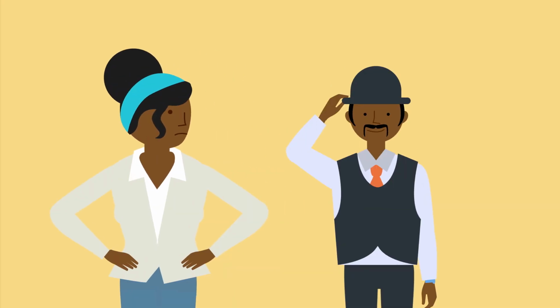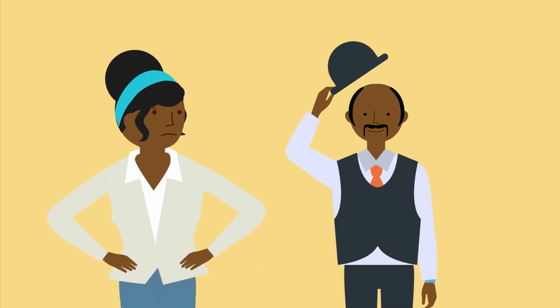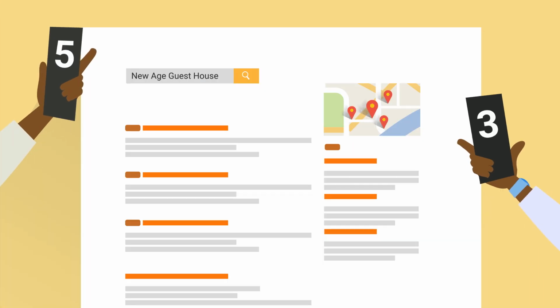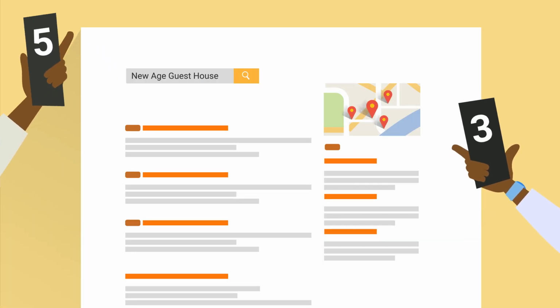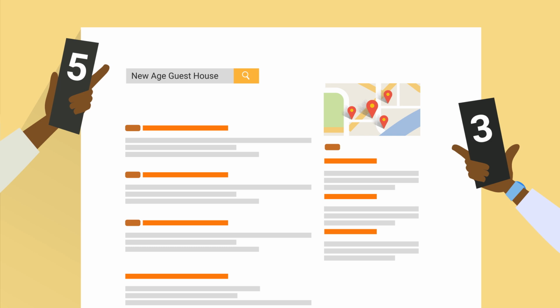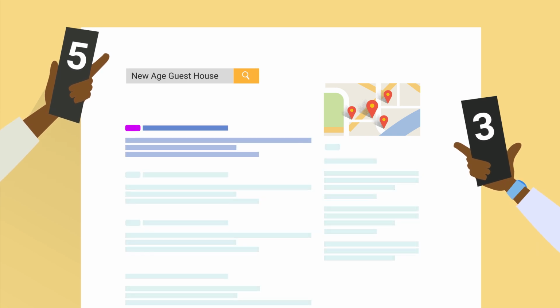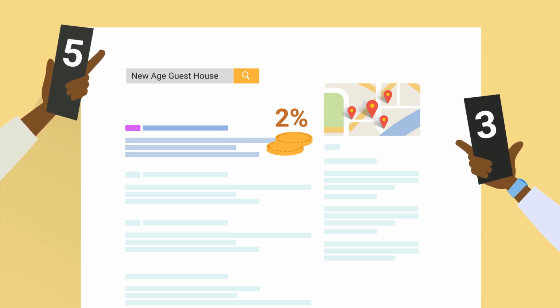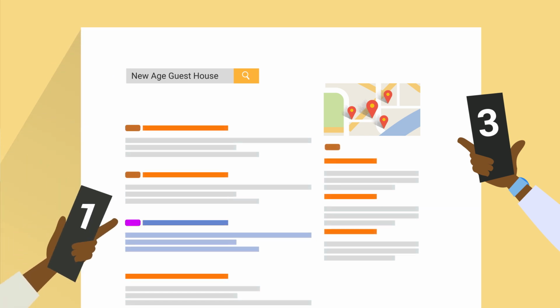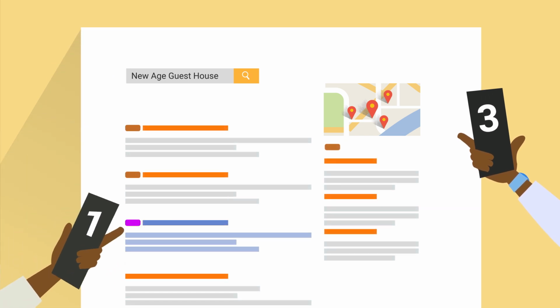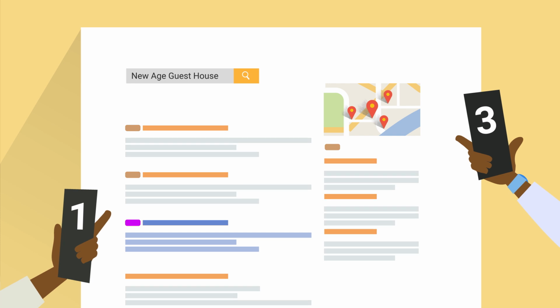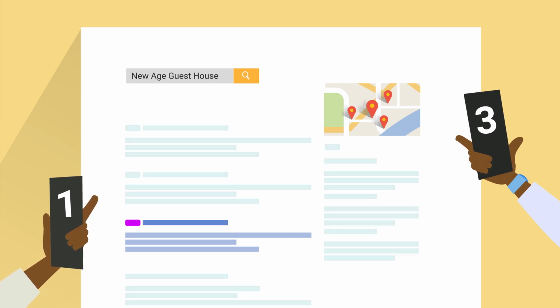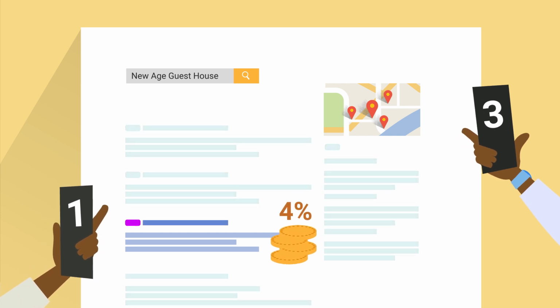Let's say you're not the only guest house in town and you've got some competition from New Age Guest House. You might see that when you bid enough to outdo New Age Guest House and your ad is in the top spot, it results in a conversion rate of 2%. But if you keep digging, your analytics tool might also tell you that when you bid lower and end up underneath New Age Guest House, you get a little less traffic, but your conversion rate jumps up to 4%.